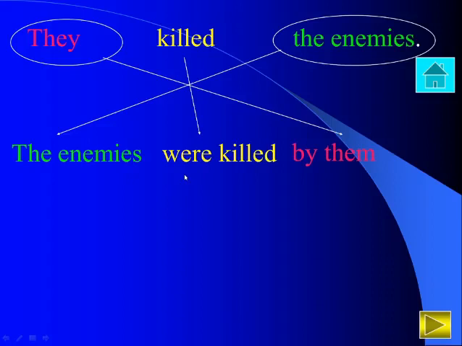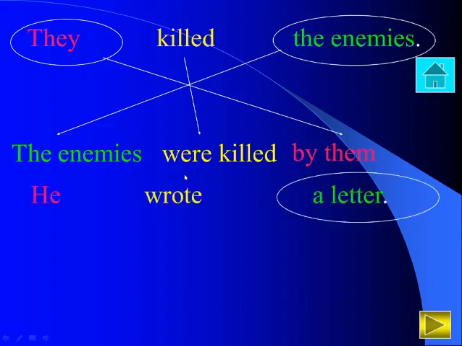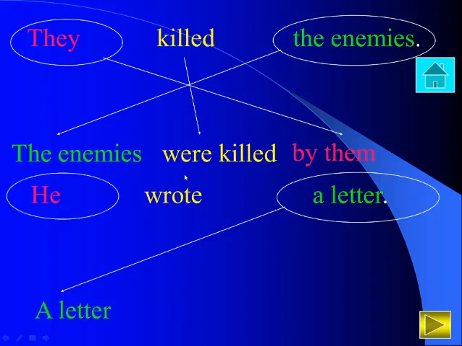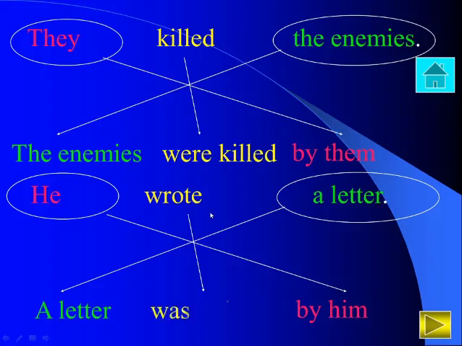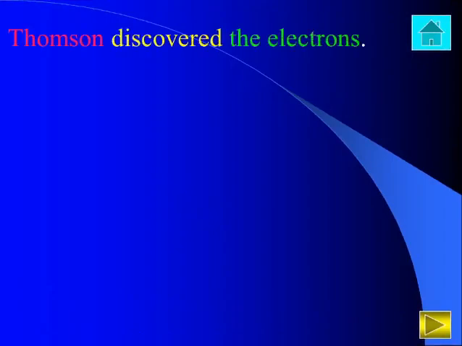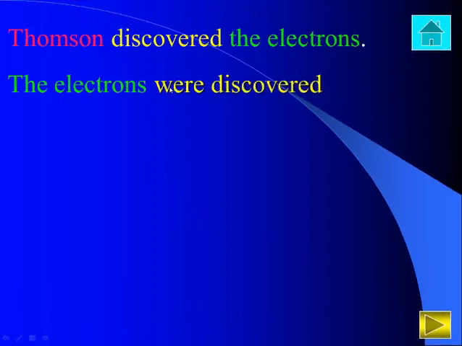Okay. He wrote a letter. Wrote, not writes. If it were present, it would become is, but it is wrote, so what was written? Past. Okay. Next, Thomson discovered the electrons. What will be here? Can you guess? Were discovered. See, were discovered.